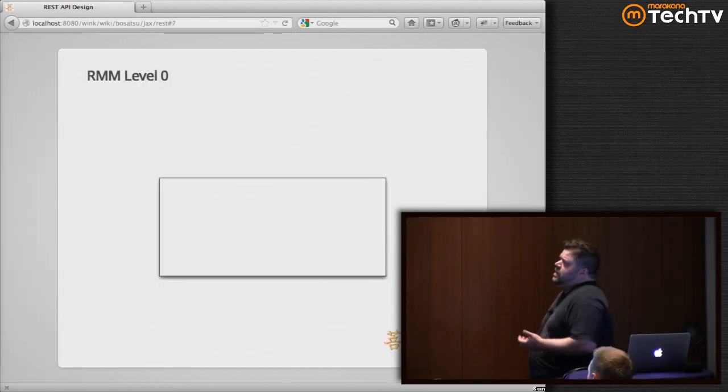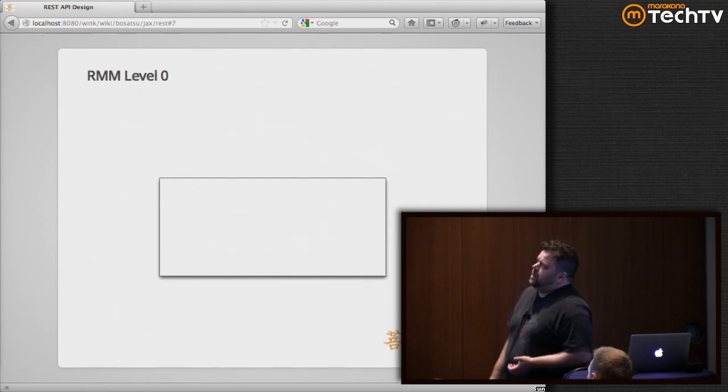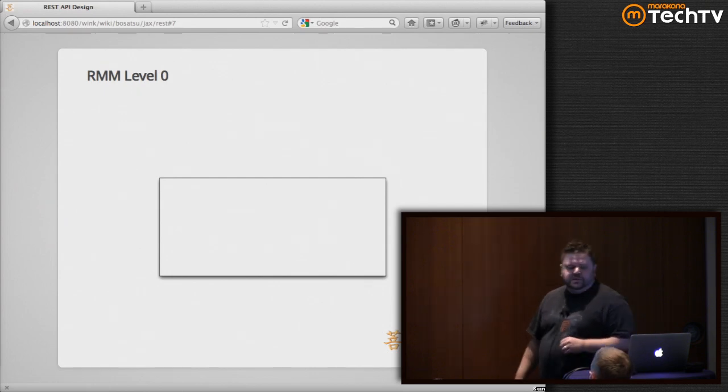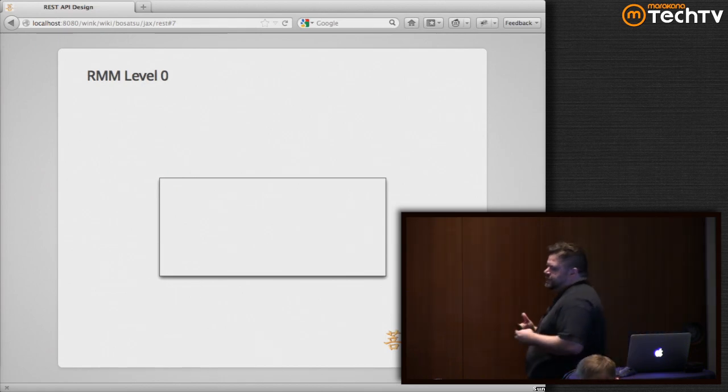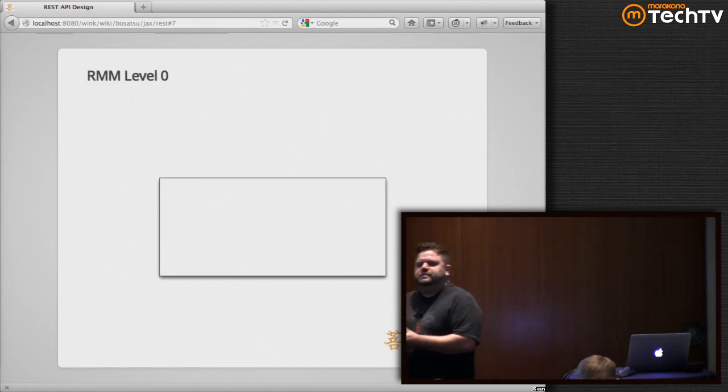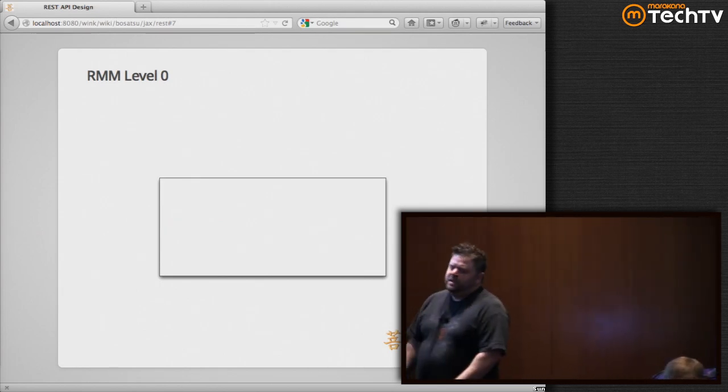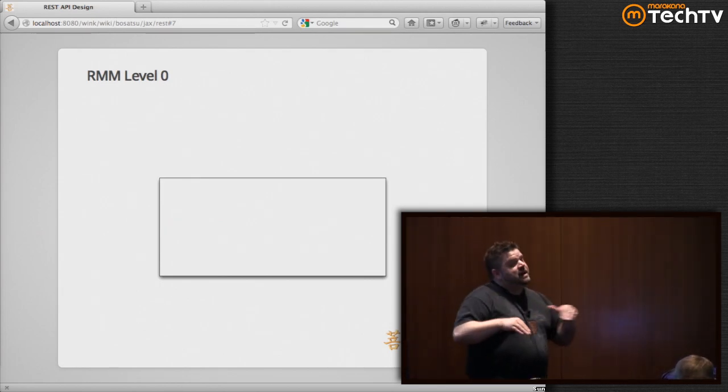We have this framework that Leonard Richardson gave us called the Richardson maturity model, not necessarily as a measure of where you have to go, but more as a way of discussing the number of web technologies that a solution uses and how it conforms to the vision of REST. Keep in mind, the goal here is not to be RESTful.